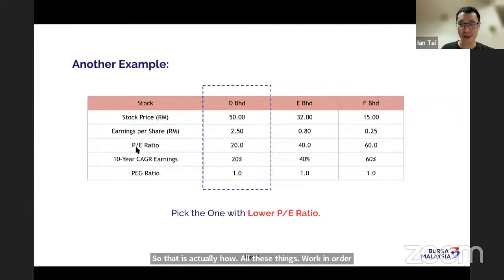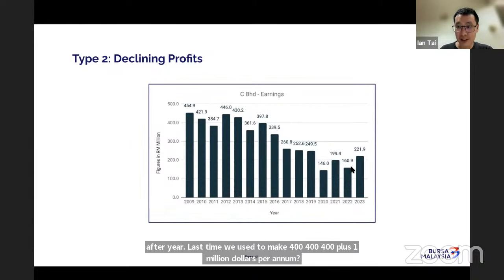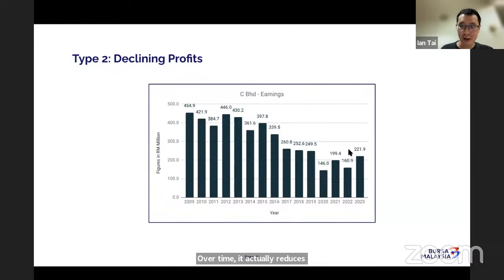Type 2 is like C Berhad like that. You see this? For many years, it is profitable, but there's a problem. Although it is consistently profitable, the problem with C Berhad is earnings keep on declining year after year. Last time it used to make 400 plus million dollars per annum. Over time, it actually reduces its profits. Now it's actually making about 200 million.